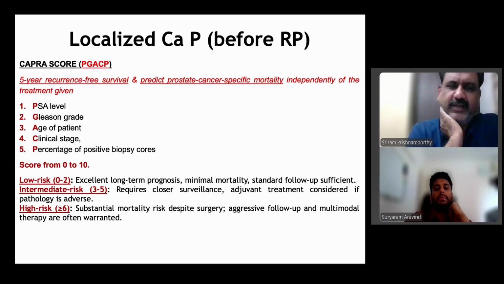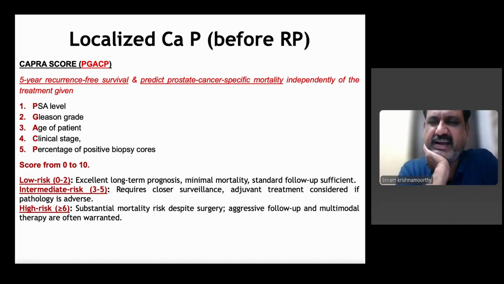All these criteria, there are 5 criteria again, which you will take into consideration before you decide on the need for a radical prostatectomy. Because if you do a radical prostatectomy, the outcome should be good. If the outcome is not good after radical prostatectomy, what is the point in subjecting this patient to such a major procedure, isn't it? The 5-year recurrence-free survival and the cancer-specific mortality should be predicted before you offer any form of major treatment to the patient. What are the 5 parameters that you take?